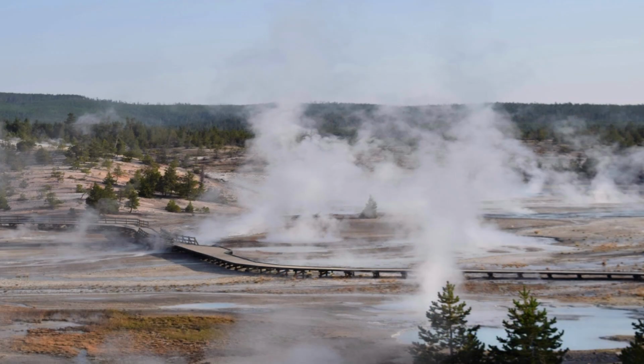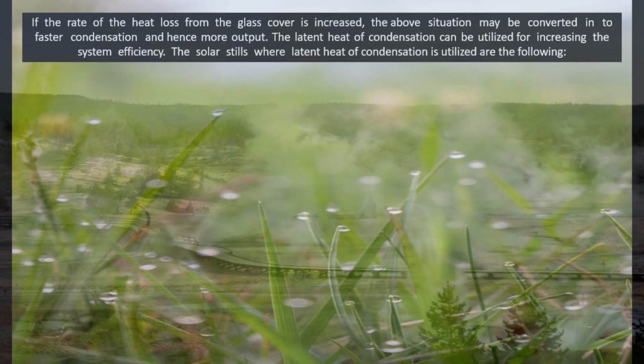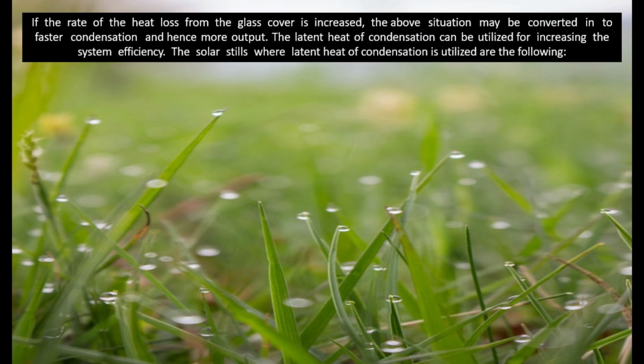This adversely affects the vaporization from the water surface and leads to a lower distillate output. The rate of heat loss from the glass cover may be increased by flowing water over the glass cover for faster condensation and hence faster evaporation from the water surface in the basin. This effect has been studied by several scientists like Tiwari and Lawrence in systems known as double effect conventional solar stills. If the rate of heat loss from the glass cover is increased, the above situation may be converted into faster condensation and hence more output.